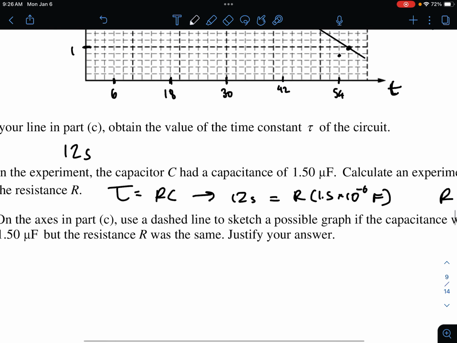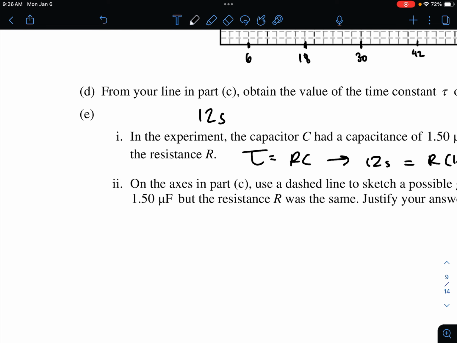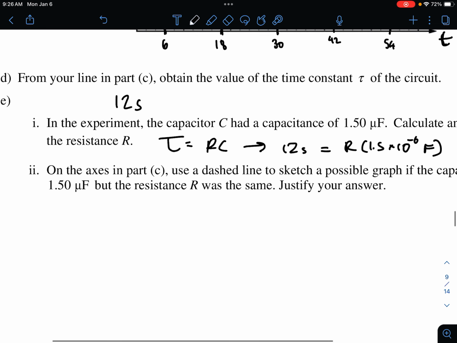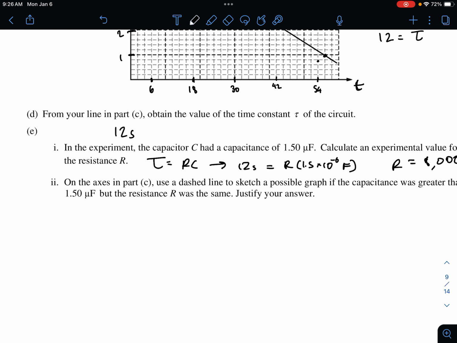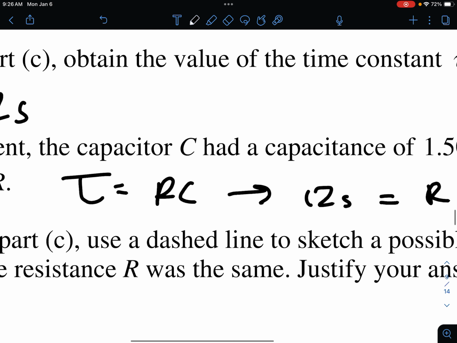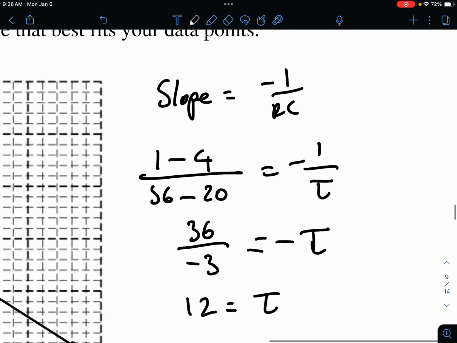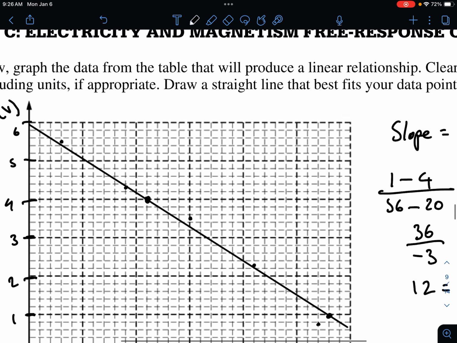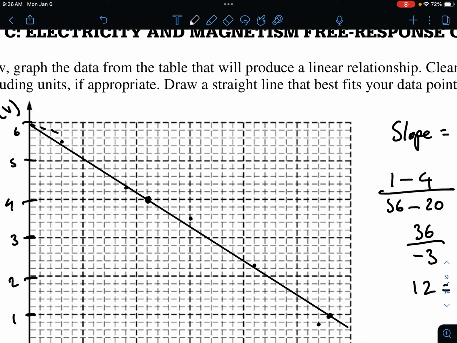On the axis of part C, use a dashed line to sketch a possible graph if the capacitance was greater. So hopefully you can see immediately, greater capacitance leads to greater time constant. And we said that the slope is the reciprocal. So greater time constant would lead to a slower slope, right? Because if I increase tau, my slope goes down. So that would be a more shallow slope. So kind of like this. Same y-intercept though, because I start at the same initial voltage.